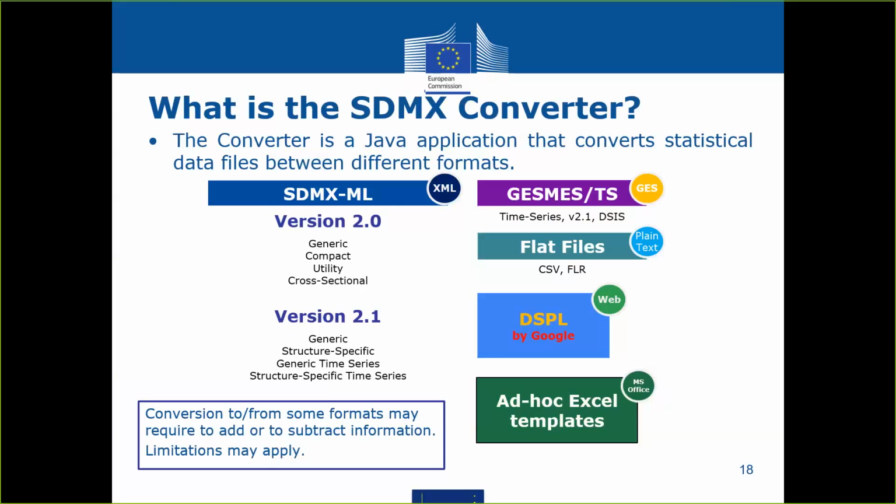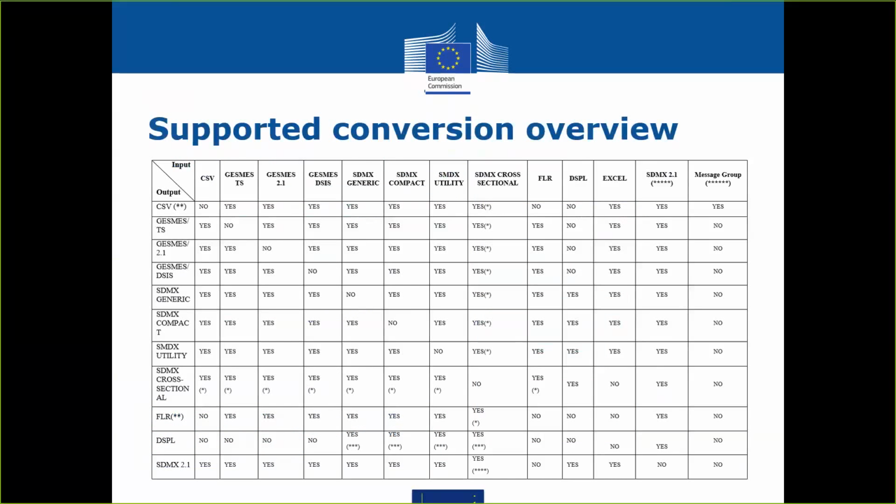So as I mentioned, this is a complete overview. For instance, with CSV, of course, the system doesn't support going from CSV to CSV because there is no conversion there. But the system is able to convert from CSV as an input format into SDMX generic, SDMX compact, SDMX utility, or SDMX 2.1. Another example, SDMX generic: as an input file, we can convert a file in SDMX generic format into CSV, GESMES, compact, SDMX utility, etc. This is available, by the way, in the user manual on the CircaBC that I showed you a few minutes ago.